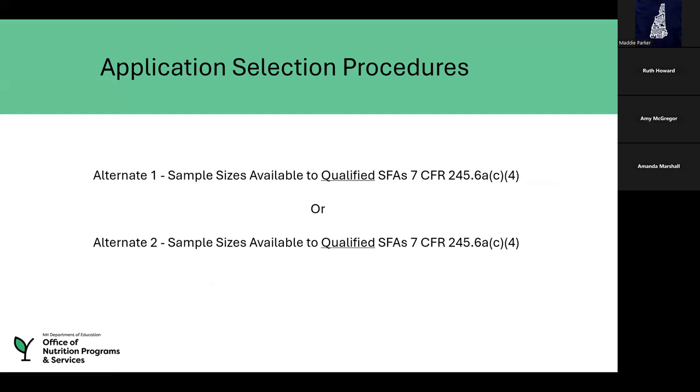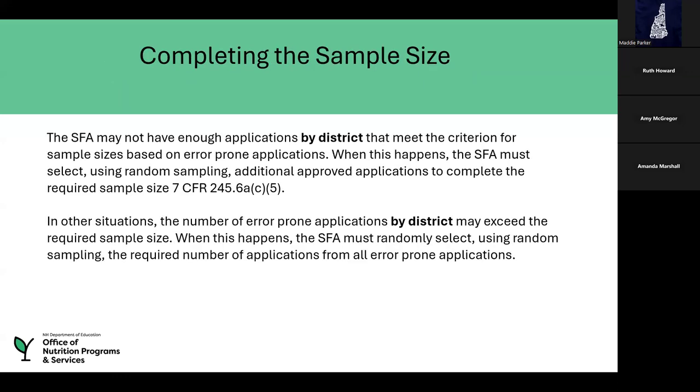These two methods here are used to improve response rates, and you need to reach out to our office for approval before using either of the alternate processes for verification. Completing the sample size. Please pay special attention to the sample size. We are requiring verification to be completed by district, and contact our office if you have any questions about that.